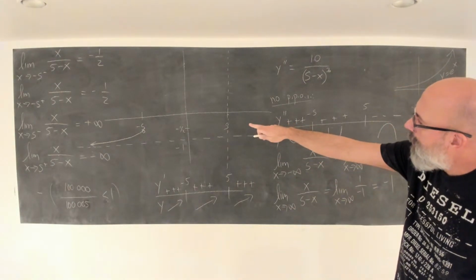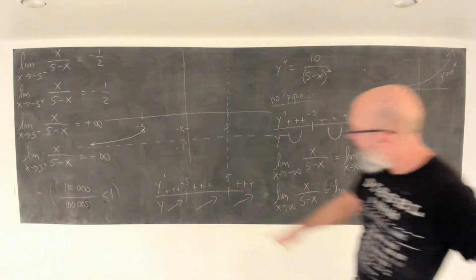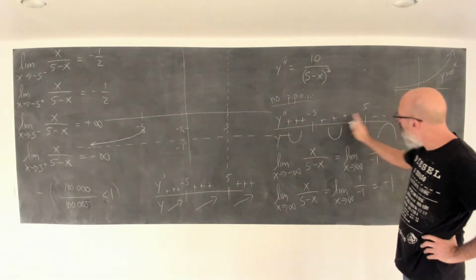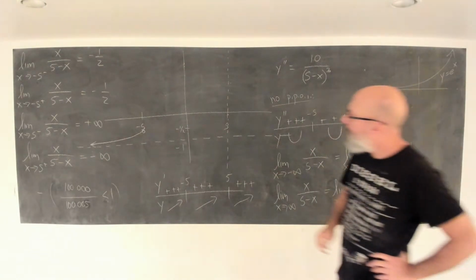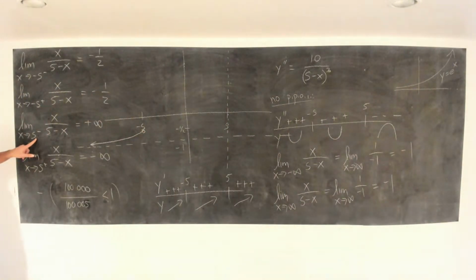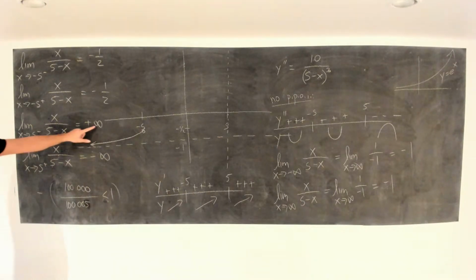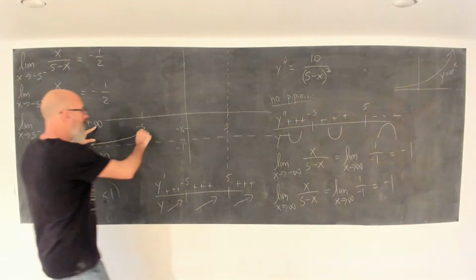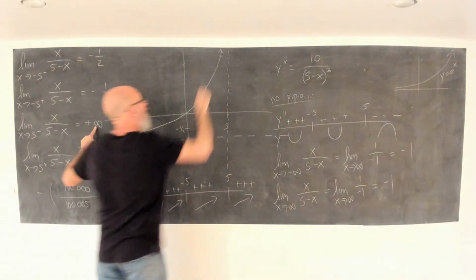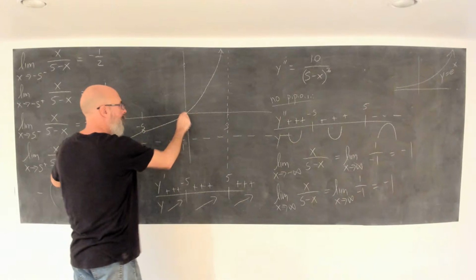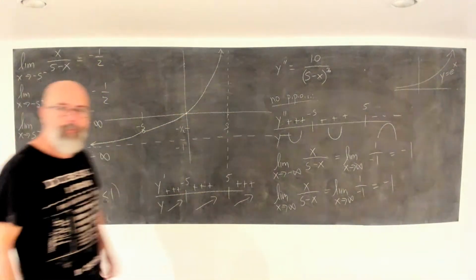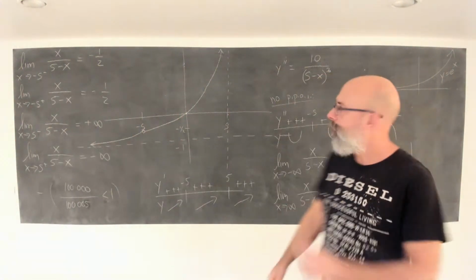So increasing concave up all the way to -5. After -5, you're still increasing, still concave up all the way to 5. What is happening at 5? As you get closer and closer to 5 for numbers less than 5, the function is going to positive infinity. So increasing concave up, going through the origin, right? We knew that. And there it is.